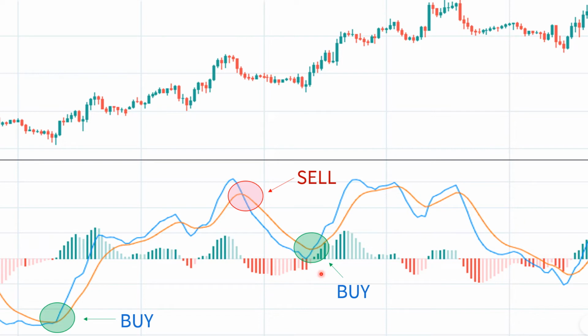Let's look at this example. We see the crossover, so we enter. We would hold until we see another crossover, and we do right here. And again, that's quite a lot of profit.